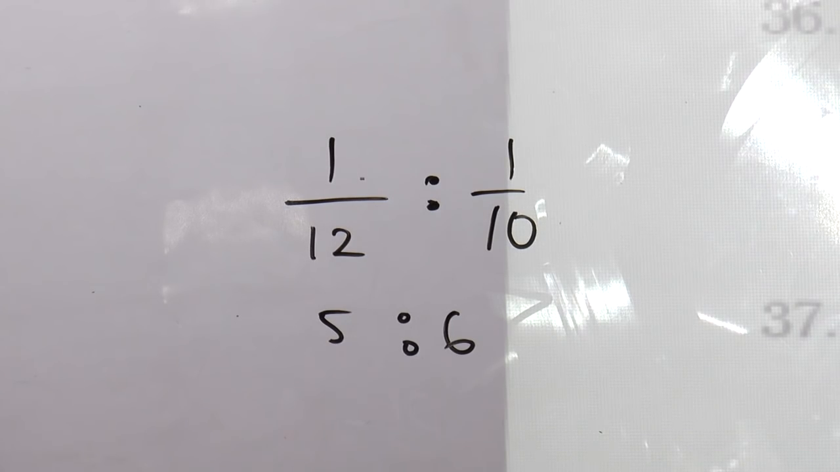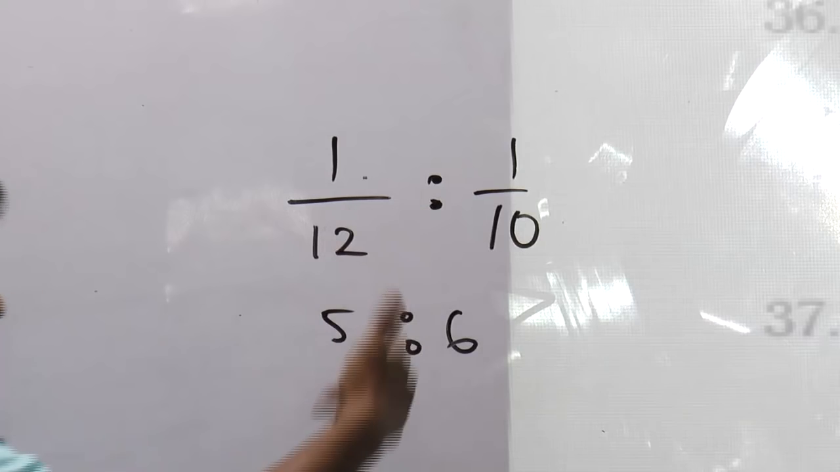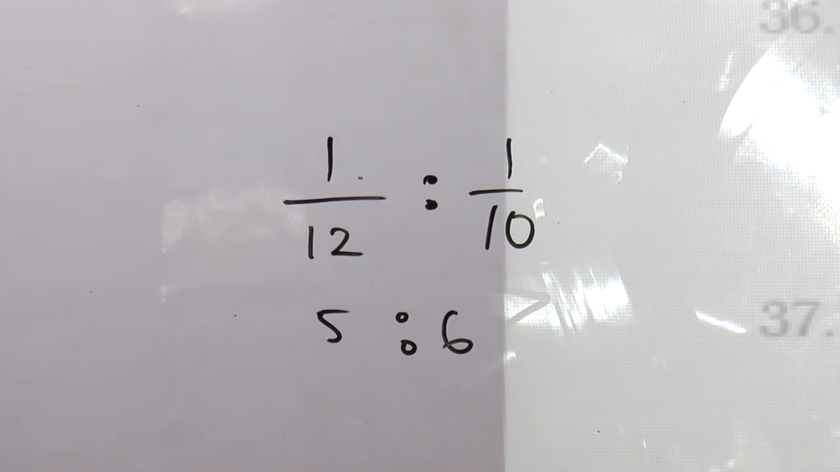Or else you can go for cross multiplication also. 10 comes here, 12 comes here. 10:12, which is 5:6.